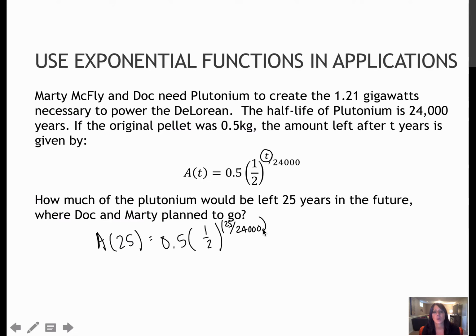24,000 years. So if you're not very sciencey, the half-life essentially is the amount of time it takes for half of the mass to deteriorate. As we can see by our calculations, we should have almost exactly what we started with 25 years in the future. So 0.4996 kilograms, approximated to the nearest 10,000th, would be how much of the plutonium was left 25 years in the future. So not much of it has degraded to this point.